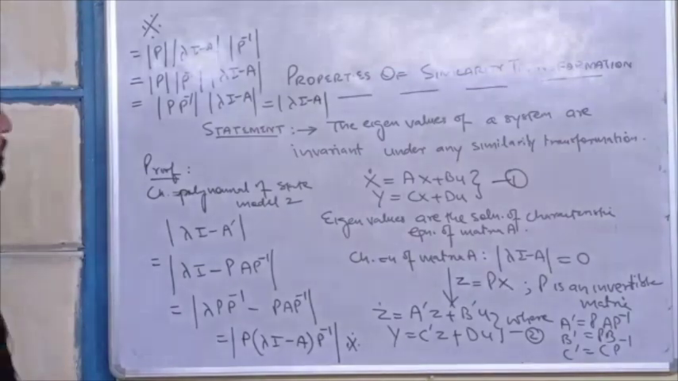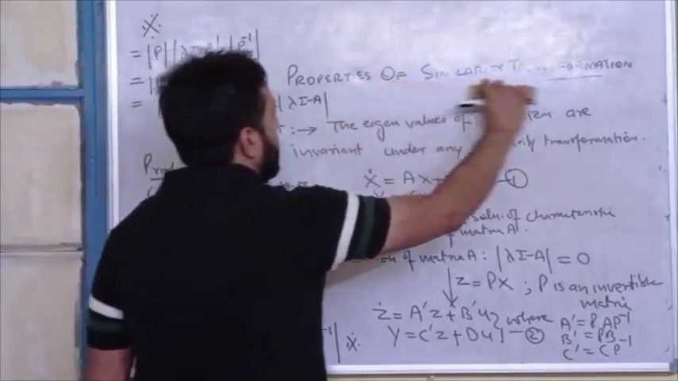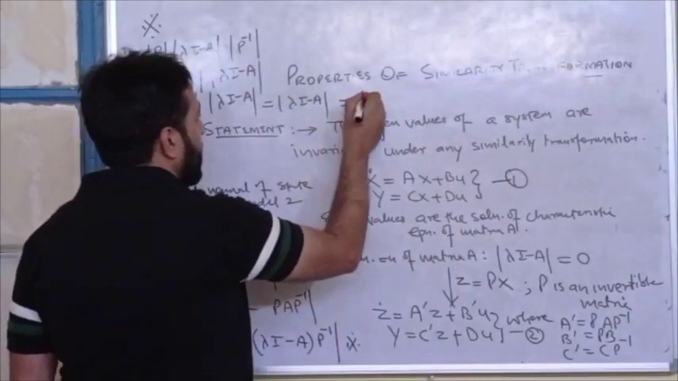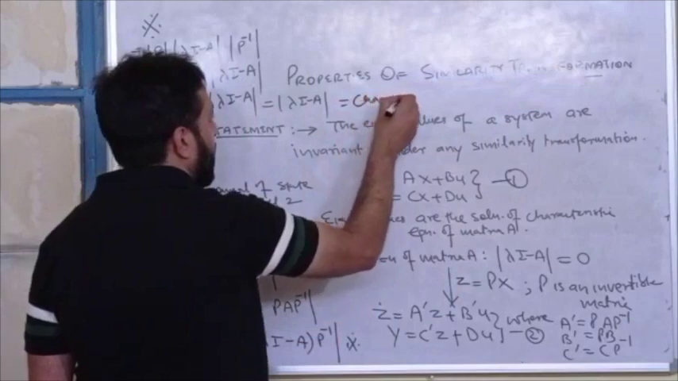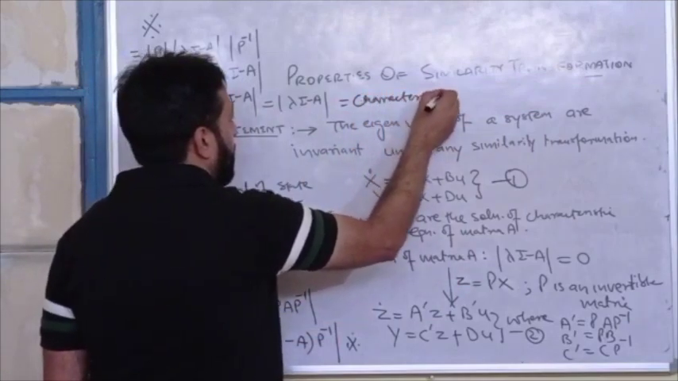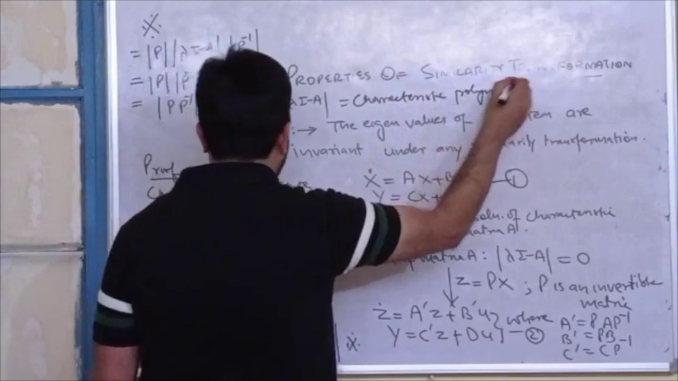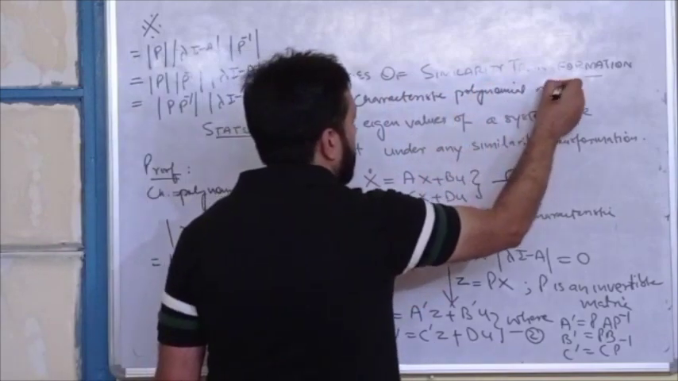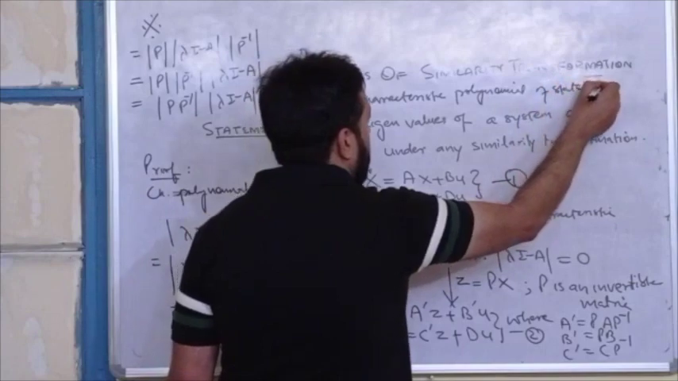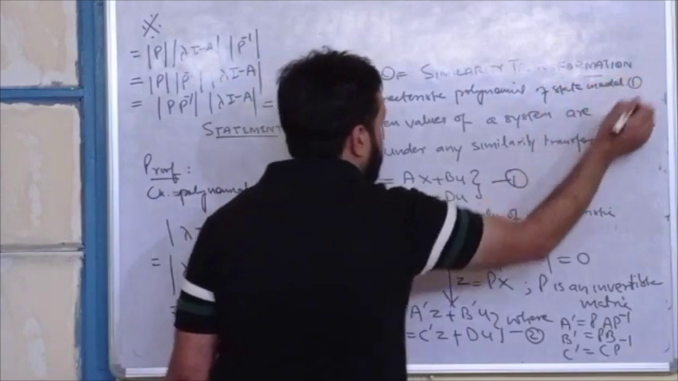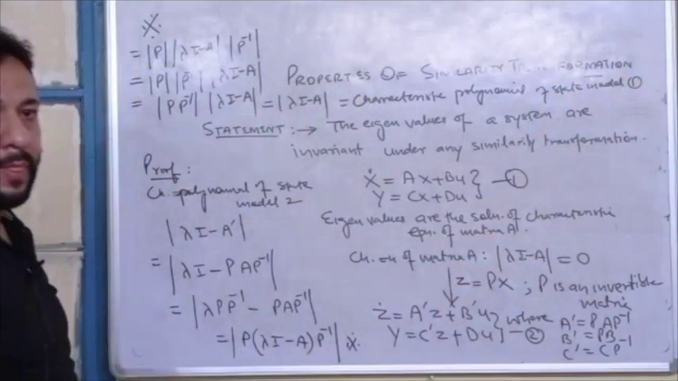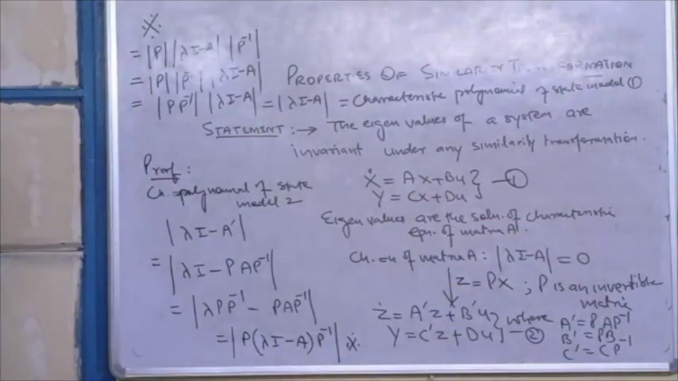Samajh hai? Which is actually the characteristic polynomial of state model 1. Sahi hai? So, determinant of lambda I minus A dash is equal to determinant of lambda I minus A.